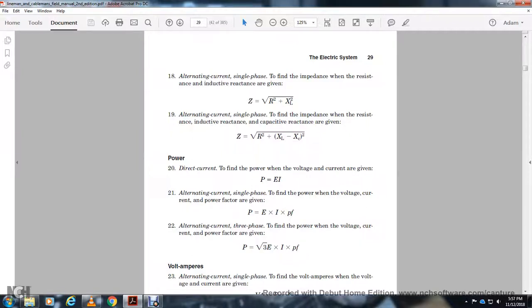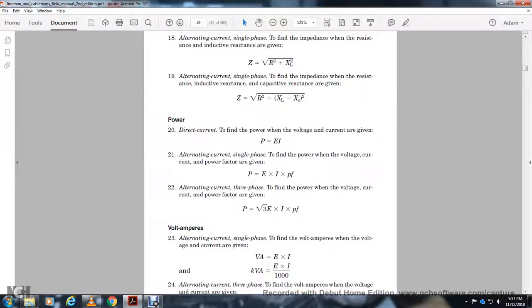Alternating current single phase is defined by the power over the voltage, and the power is equal to the voltage times the amps times the power factor. Alternating current three phase: the power is equal to the square root of 3 times the volts times the amps times the power factor. Now for volt amperes.